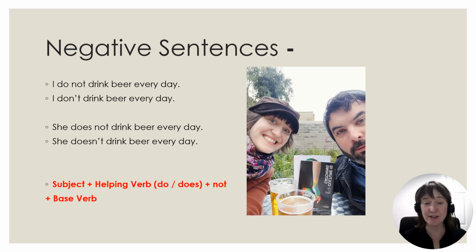The structure for negative sentence is the subject, I, you, he, she, it, we, or they. And then we have something called a helping verb. A helping verb, sometimes known as an auxiliary verb, in the present simple is do or does. And then we add not and then the base verb. Very important to note, the base verb is not conjugated, so we don't need to put an S after the base verb for the third person singular because we have already conjugated do to does.